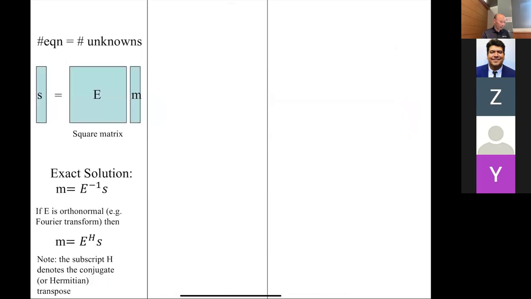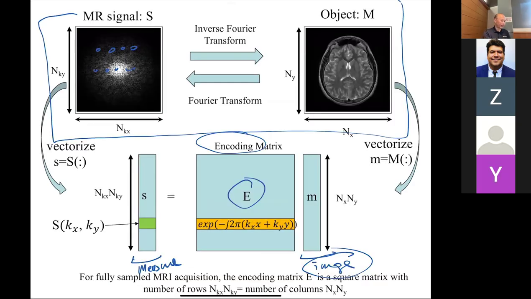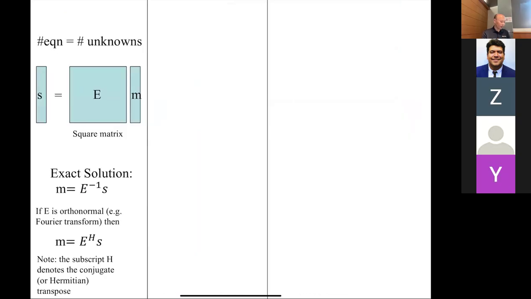And the key is that we take these 2D images and we vectorize them so that we can use MATLAB or any linear algebra solver to solve it. Okay. So the Fourier solution is this one. If E is invertible, which also tends to mean you've satisfied the Nyquist criterion and everything else, then E will be invertible and you're set to go.